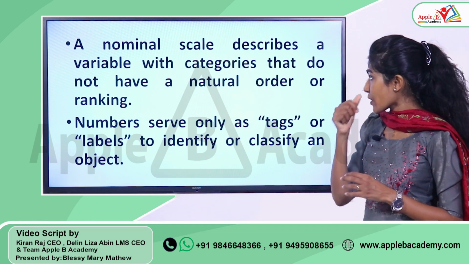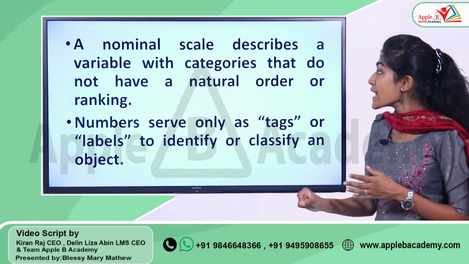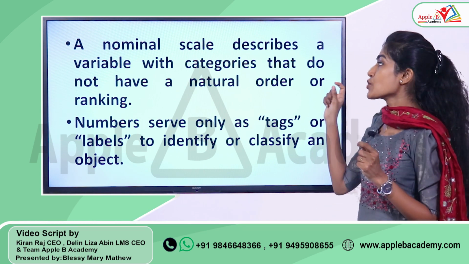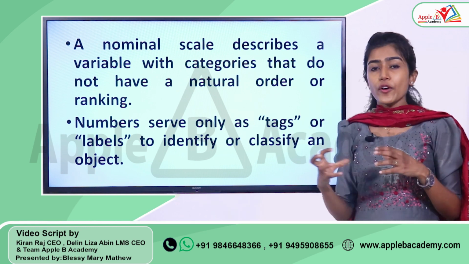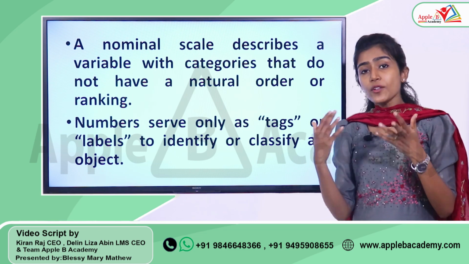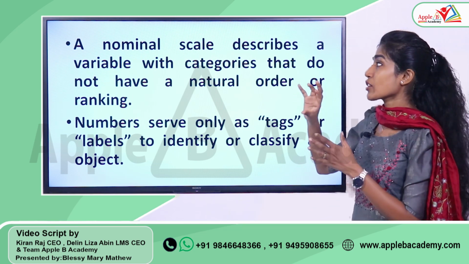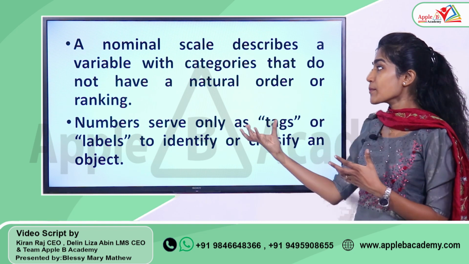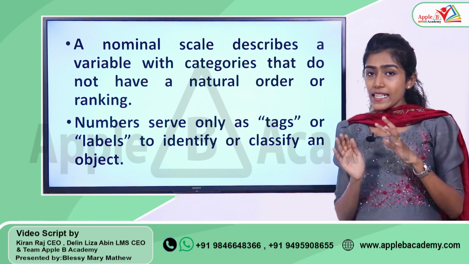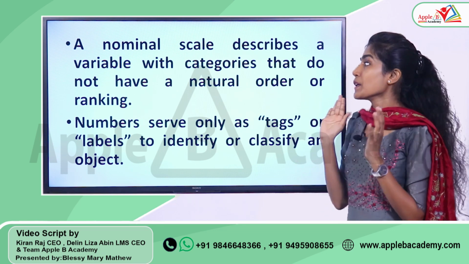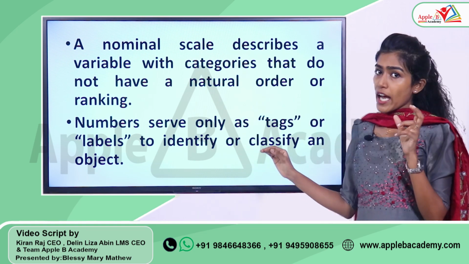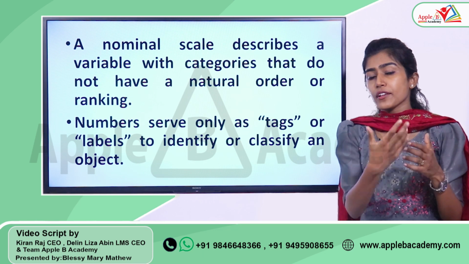So a nominal scale describes a variable with categories that do not have a natural order or ranking. So that is what we have mentioned there as well. So we are using this nominal scale in order to describe a variable that can be categorized, but we cannot rank them. Or in other words, these categories or collected data or variables do not have a natural order or rank. It cannot be ranked, but we can categorize or group them into different groups.